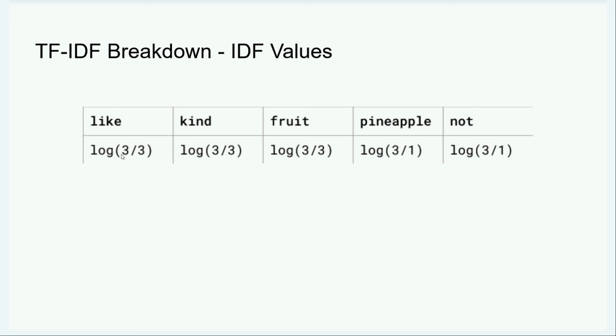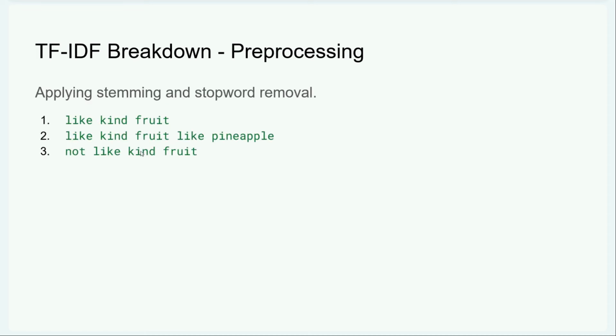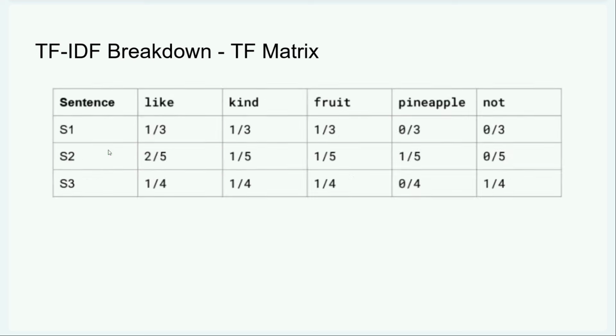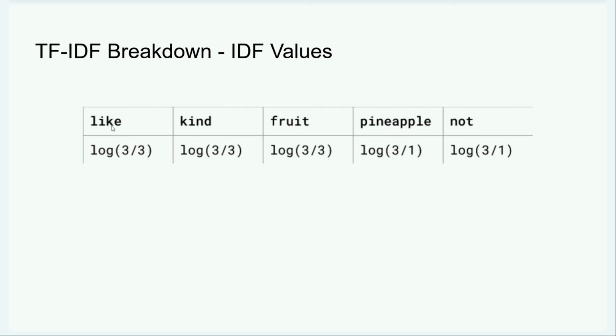So there are total 3 documents, and in each of the documents the word like has appeared. We can just verify this. The first sentence has like, second sentence has like, third sentence has like. So the IDF value for like would be 3 divided by 3 and then log. Similarly, kind also appears in all the three sentences, and the total number of sentences is also 3. So log of 3 by 3. Similarly, fruit is 3 by 3.